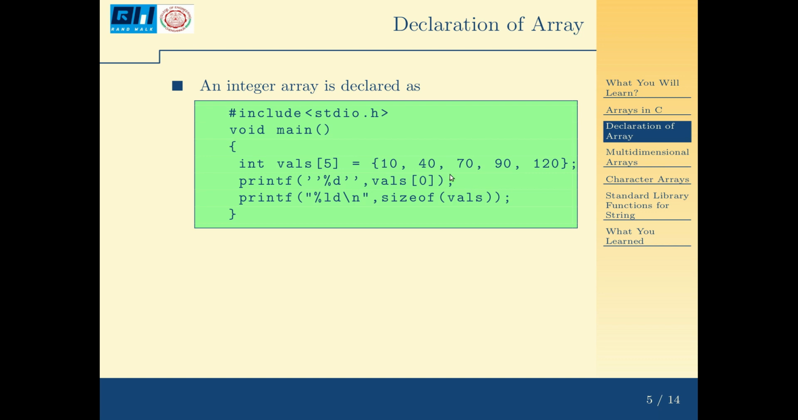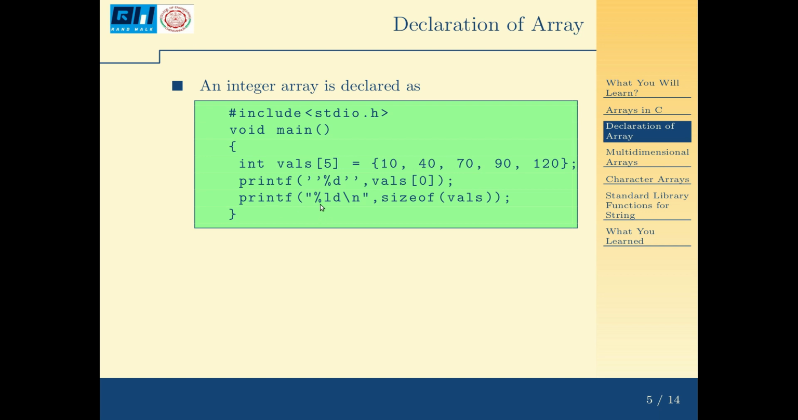So this is how I declare an array. All elements in this array are integers, and there are 5 values in it. There is the size of the array, or the number of elements in the array, and these elements are 10, 40, 70, 90, etc. You can take these values, like I can say printf %d, because these are integers, vals[0] will print the first value, that is 10. If you say vals[1], the number 40 will be printed.